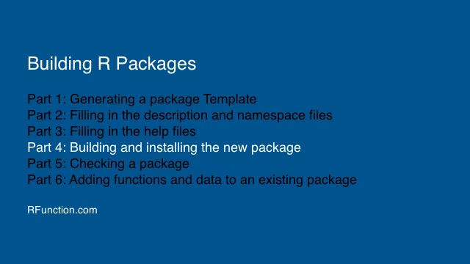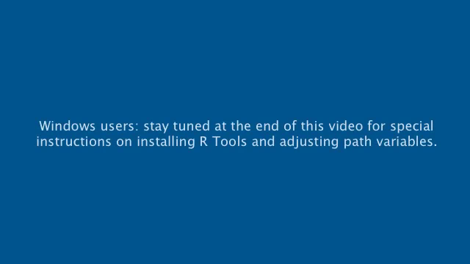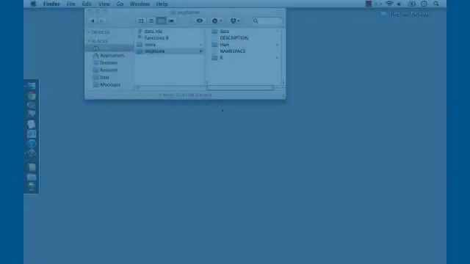After initializing the package and filling in the help, description, and namespace files, you're ready to build and install the package. To build the package means to make a tarball, or a tar.gz file, of the package that can easily be shared with others. Windows users will need to install the rtools resource before proceeding with these steps, and will also need to adjust the path variables on their computers, which I describe at the end of this video.